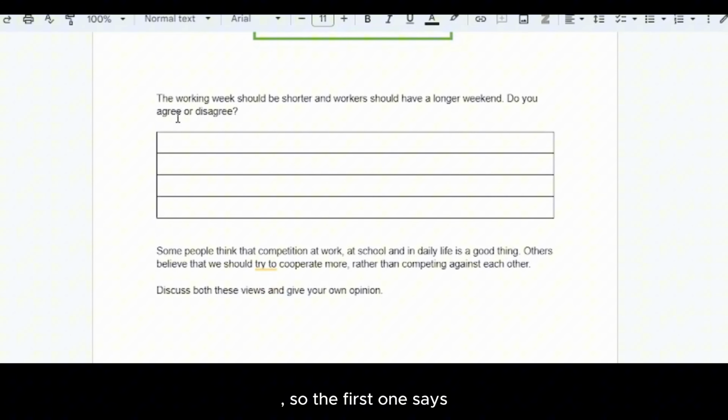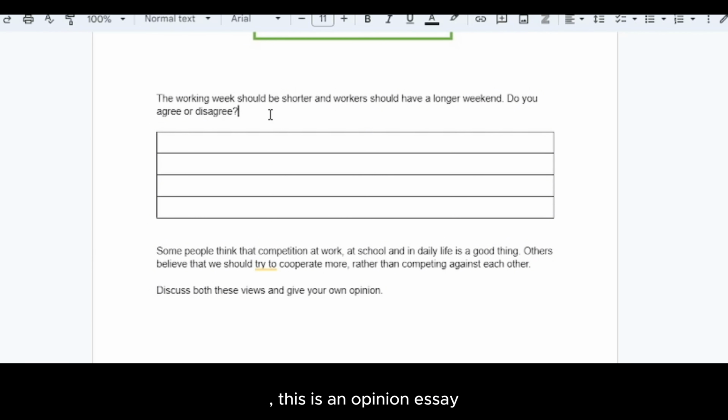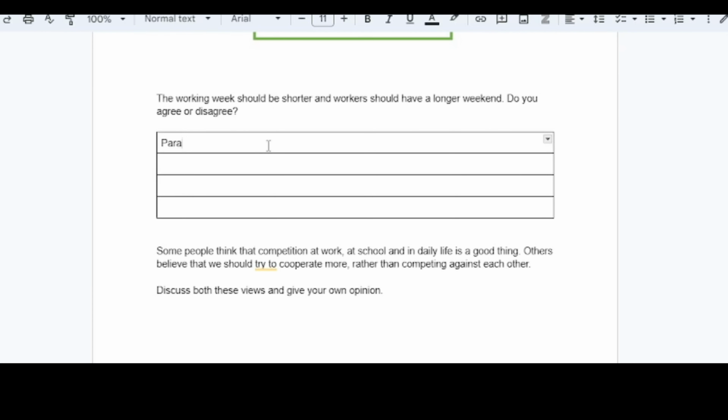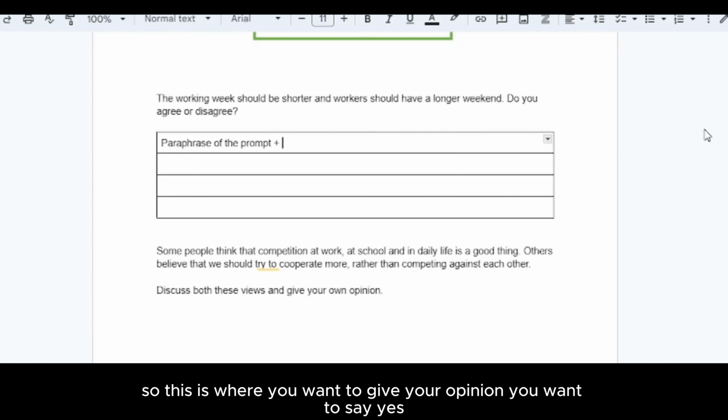Okay, so the first one says the working week should be shorter and workers should have a longer weekend. Do you agree or disagree with this? Okay, this is an opinion essay. So we're going to be starting off. The first paragraph will always have a paraphrase of the prompt. Okay, this will always be the first thing, and then it will be followed by your follow-up statement. So in this case, it's asking you, do you agree or you disagree? So this is where you want to give your opinion.